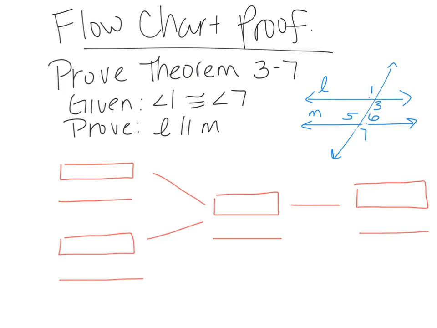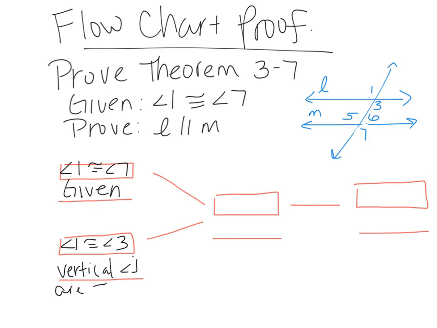For this particular proof, we're trying to prove theorem 3-7, and we start out with what we're given. So we know that angle 1 is congruent to angle 7, and that is given. That's our reason for that statement. We also know, based on the picture, that angle 1 is congruent to angle 3. And the reason for that is that vertical angles are congruent. So I'm going to abbreviate. Vertical angles are congruent.